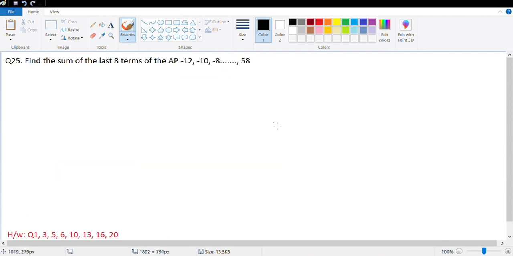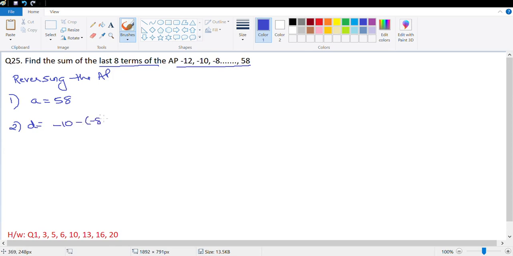Question number 25. Question 25 says, find the sum of the last 8 terms of the given AP. So if I have to look at the terms from the end, I can reverse the AP. On reversing the AP, I get my first term a is equal to 58. D, which is the common difference, will be equal to negative 10 minus negative 8, in this case negative 10 plus 8, which is negative 2. In case you can't figure out why this is, let's write this reversed AP: 58, then negative 8, then negative 10, and the last term is negative 12.